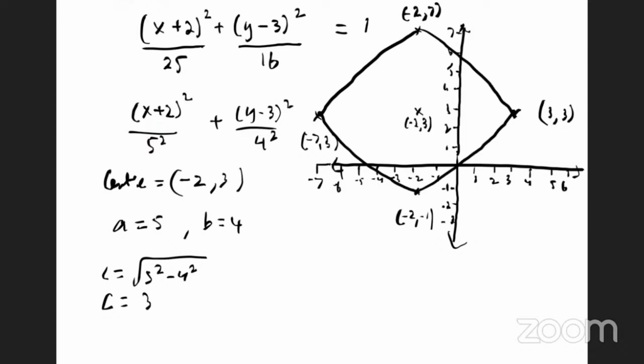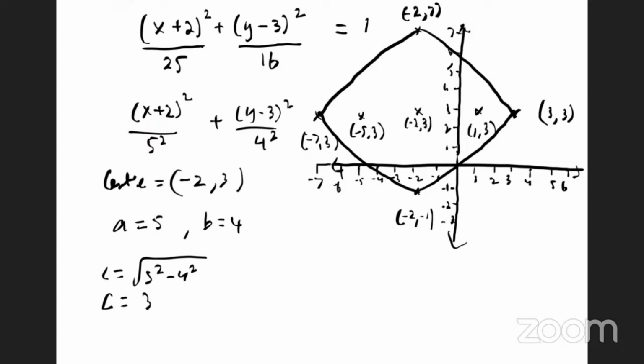And then we need to put in the foci. Where will the foci be, on the x, on the horizontal, or the vertical? On the horizontal. So it will be at what? So it will be right here, 3 away here, and 3 away here. So it will be minus 5, 3, and 1, 3.